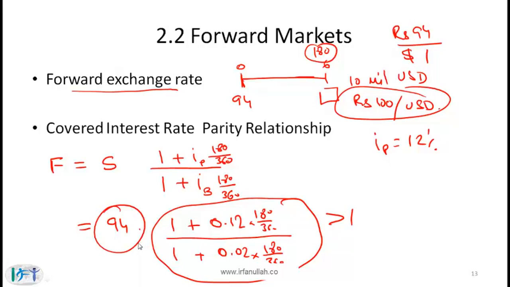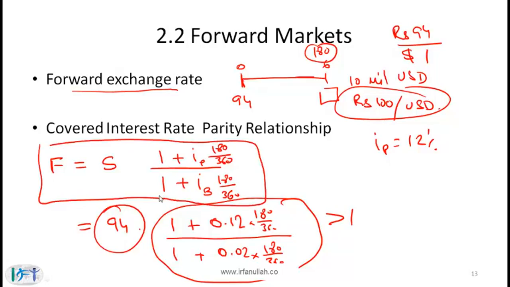In this case, we say that the base currency is at a premium relative to the price currency. Key point here is to remember this relationship, the covered interest rate parity relationship. The curriculum spends a lot of time going into the intuition behind this. We have already seen this earlier, so I don't think we need to get too hung up with the details. From an exam perspective, just remember this formula.